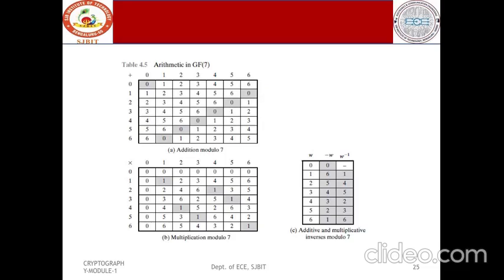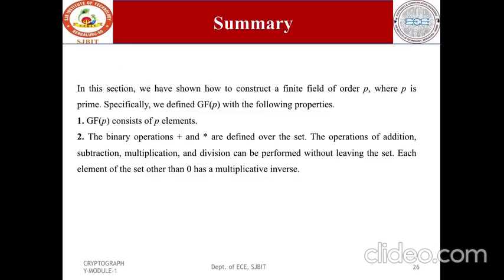Here we have tables for addition modulo 8, addition modulo 7, multiplication modulo 7, and additive and multiplicative inverses modulo 7. A summary of this says that GF(p) consists of p elements. The binary operations addition and multiplication are defined over the set. The operations of addition, subtraction, multiplication and division can be performed without leaving the set. Each element of the set other than 0 has a multiplicative inverse.